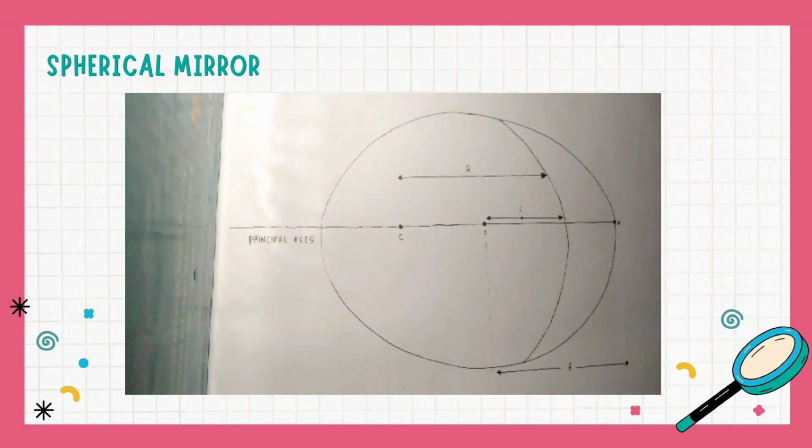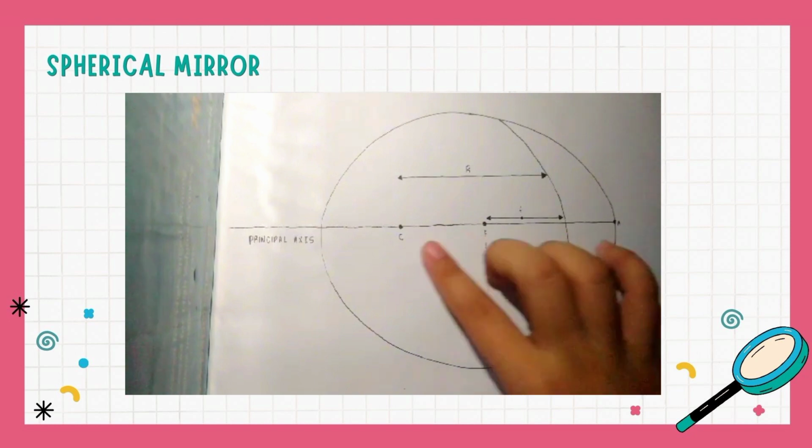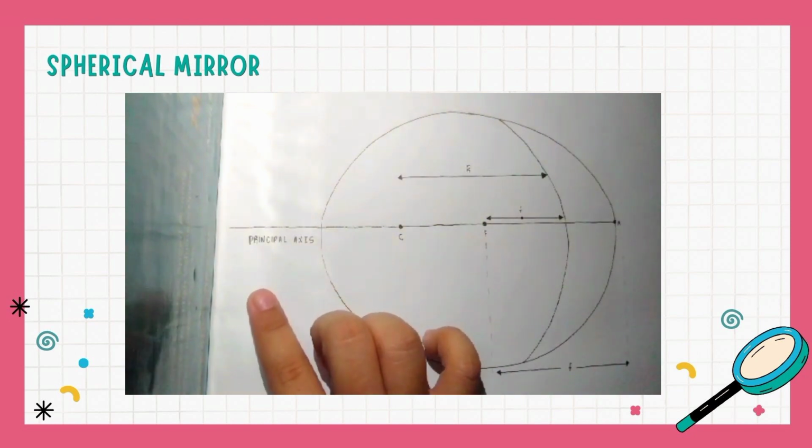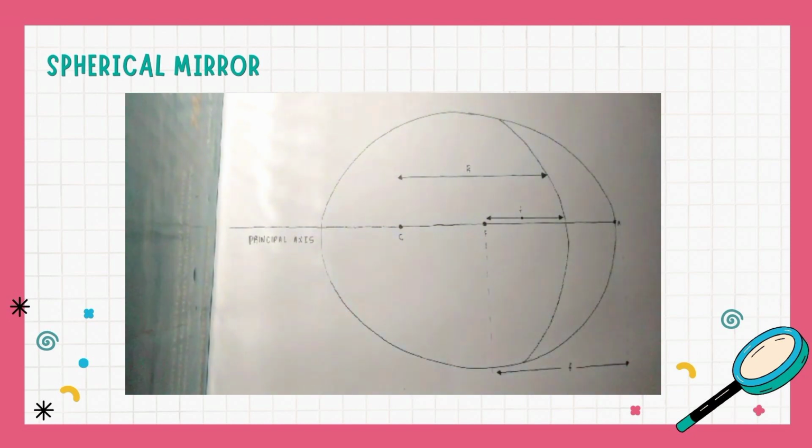Imagine a line passing through the center of the sphere, which touches the reflecting surface at its center. This line is called the principal axis. The point where the principal axis meets the reflective surface has been marked by a point A in the figure. Point A is the vertex, which is the center of the mirror.